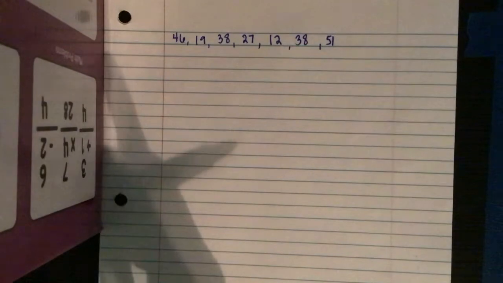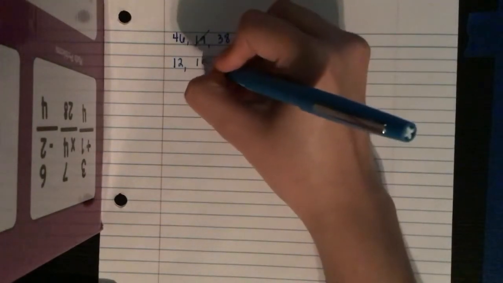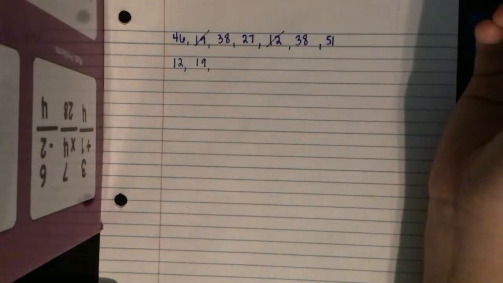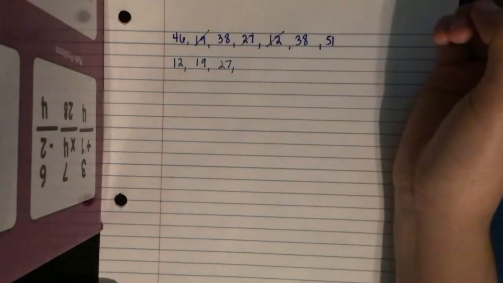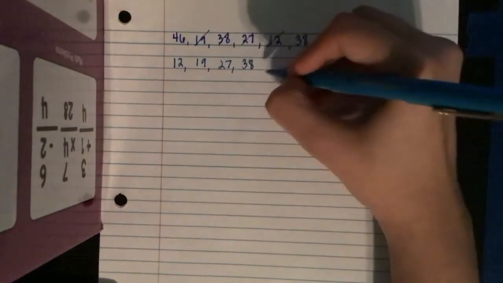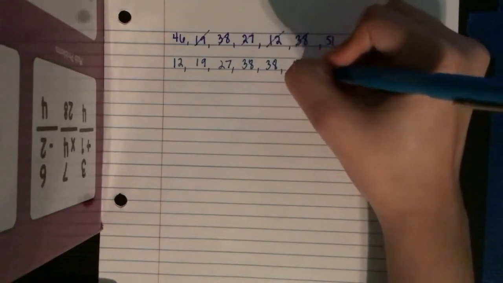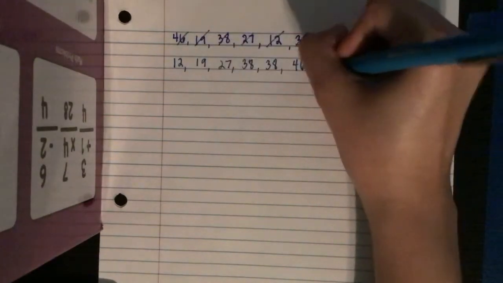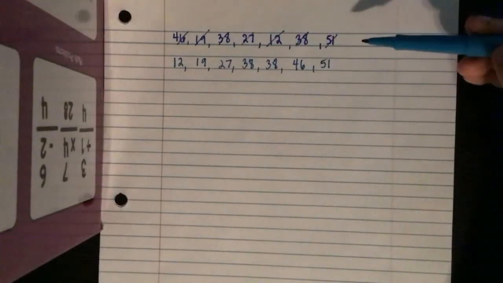So first one would be 12, and I'm going to cross them out as I go. Then the next one would be 19, and then 27, and then 38, and then 38 again, 46, and 51.